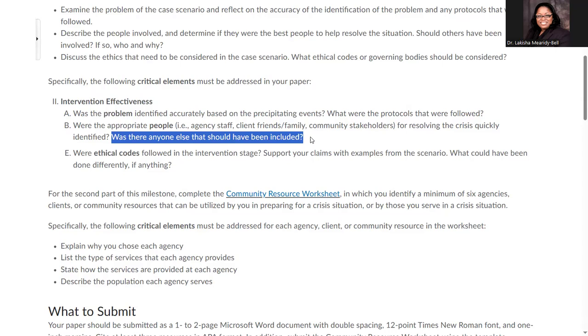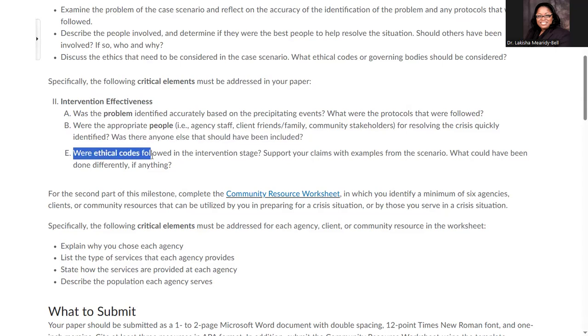Okay. All right, and this should be letter C. I don't know why that says letter E, but this should be letter C, were ethical codes followed in the intervention stage? You know those ethical codes are going to come from the National Organization for Human Services. So definitely look at your ethical codes there, and of course, revisit those ethical codes in your course text as well. They give a great breakdown in terms of how those codes should be followed when you're providing services to clients. Support your claims with examples. That means give examples from research.